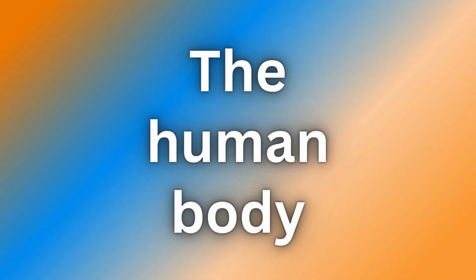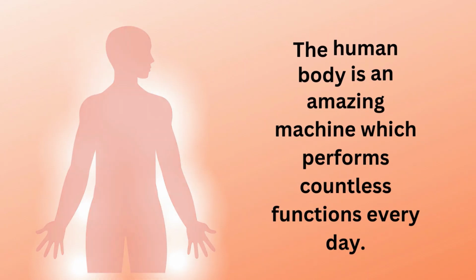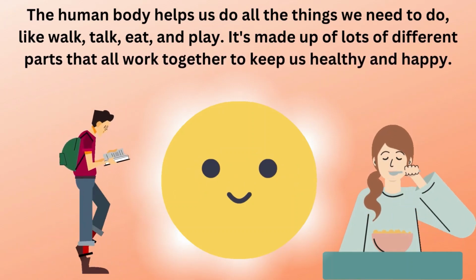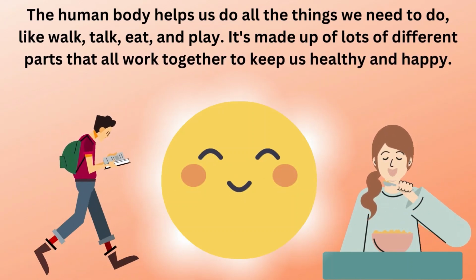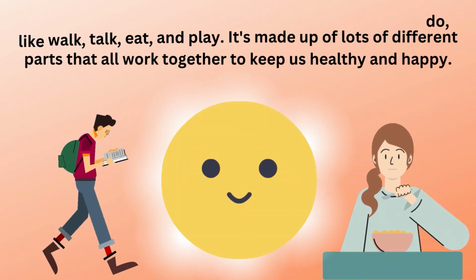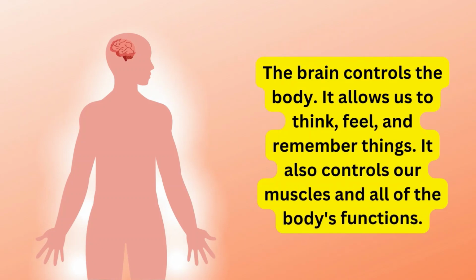The human body. The human body is an amazing machine which performs countless functions every day. The human body helps us do all the things we need to do, like walk, talk, eat, and play. It's made up of lots of different parts that all work together to keep us healthy and happy. One of the most important parts of the human body is the brain. The brain controls the body. It allows us to think, feel, and remember things. It also controls our muscles and all of the body's functions.